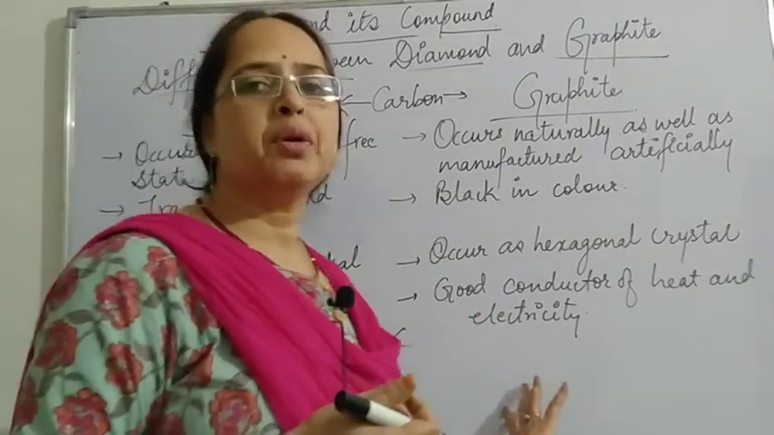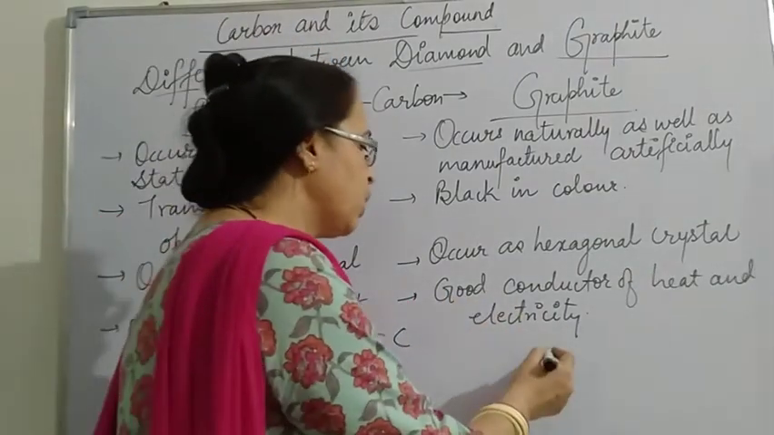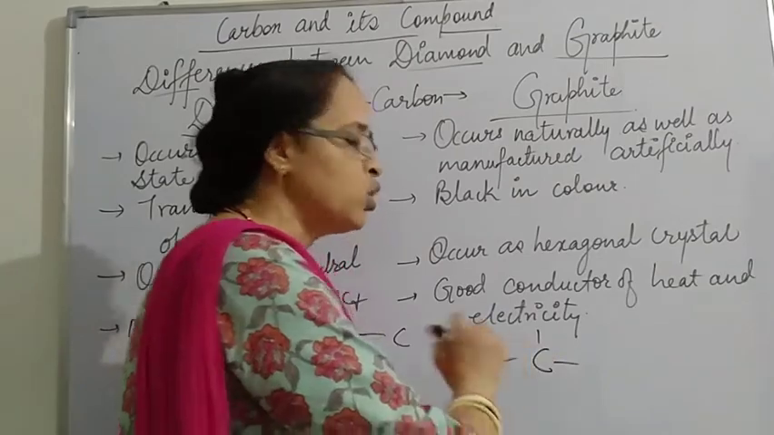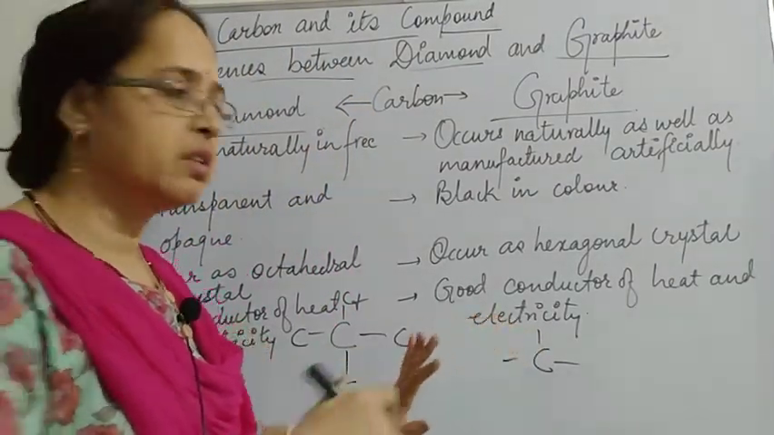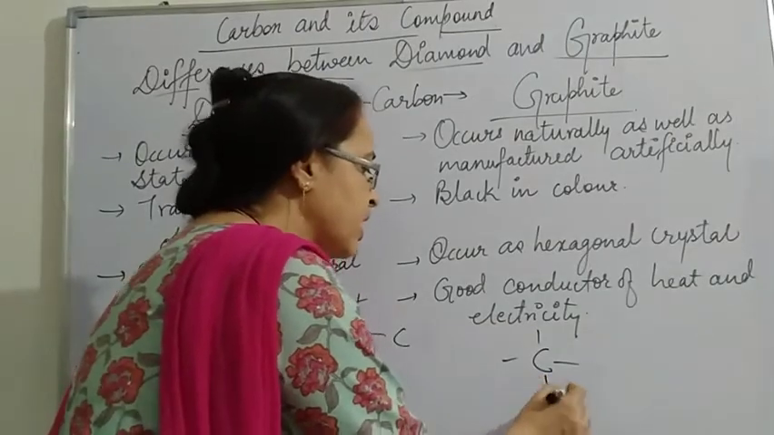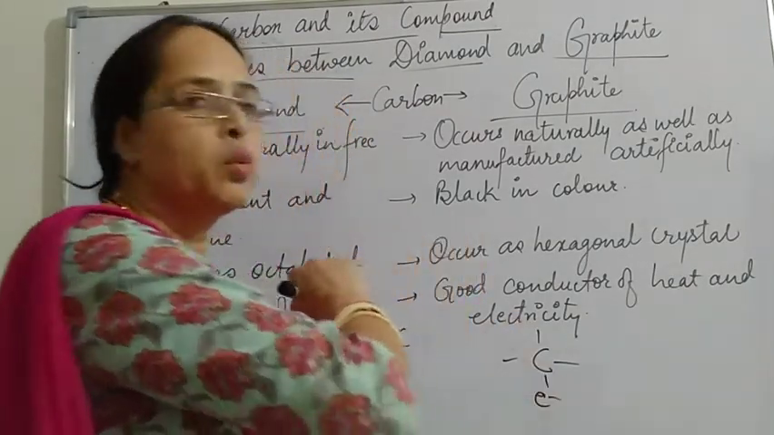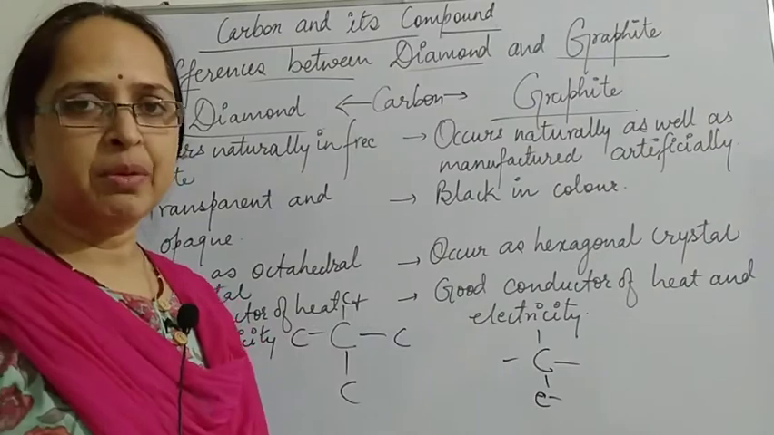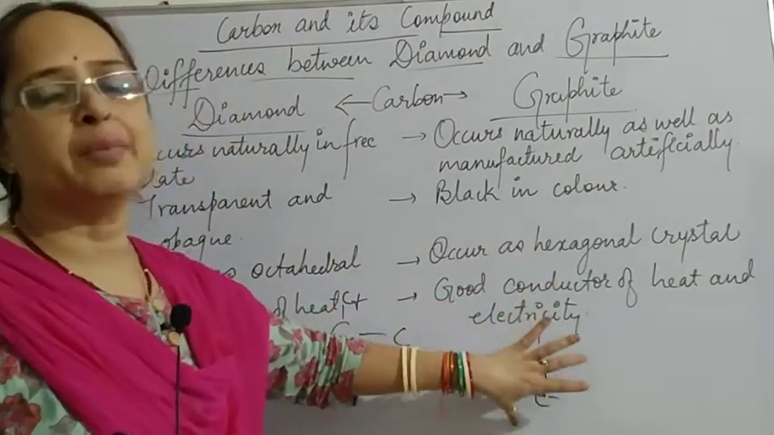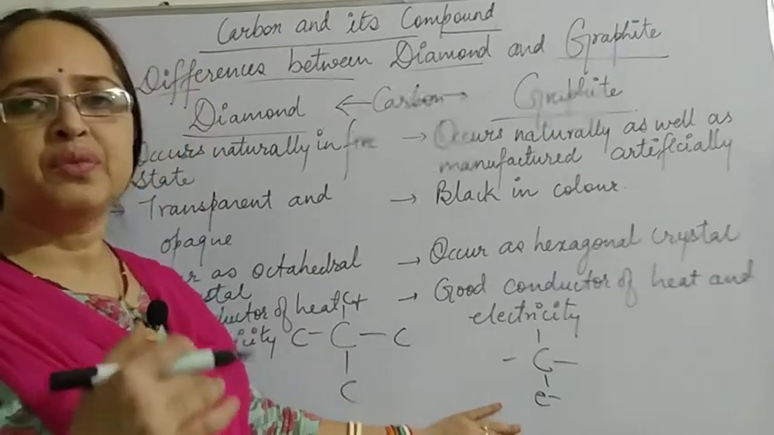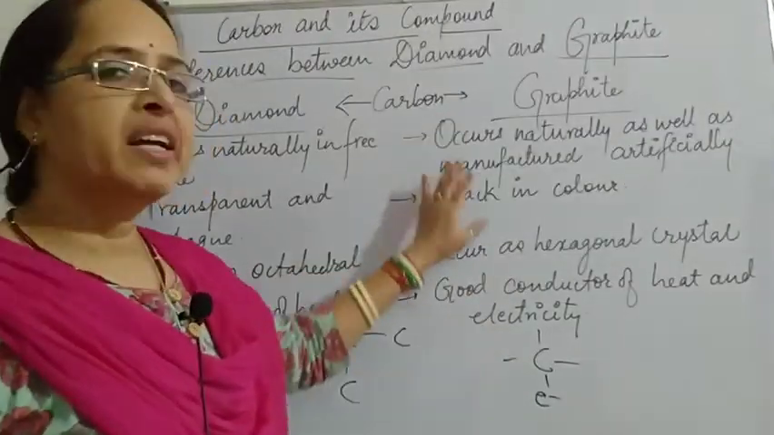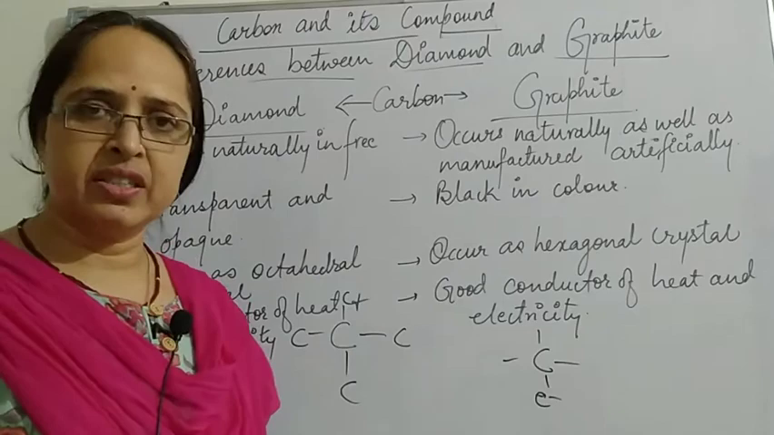But when we talk about graphite, in graphite one carbon is covalently bonded with 3 other carbon atoms, and 1 electron is free. That means in 1 carbon atom, 1 electron is free, and due to the presence of this free electron, graphite is a good conductor of electricity.